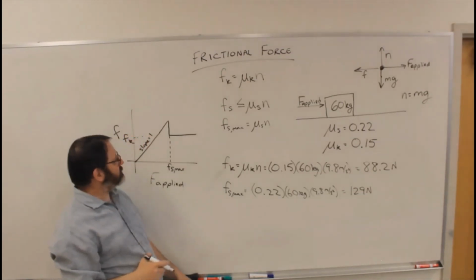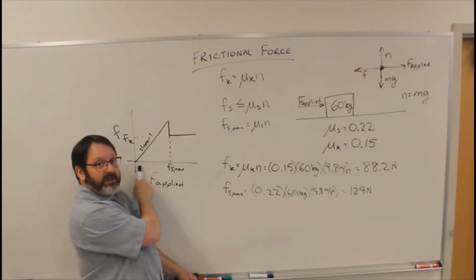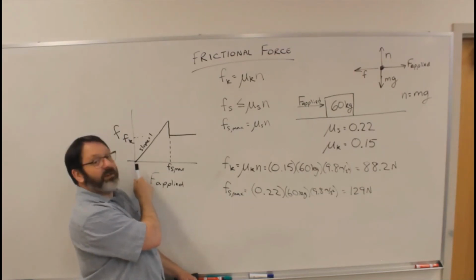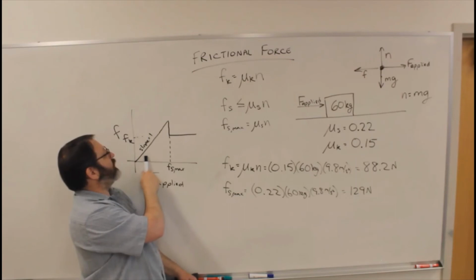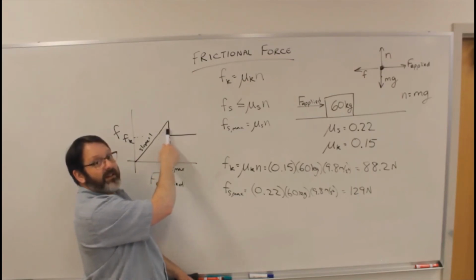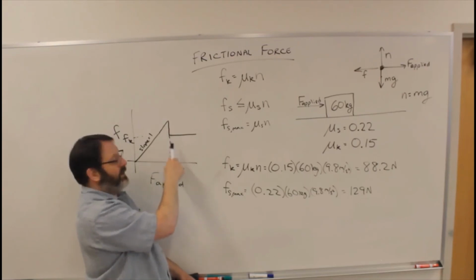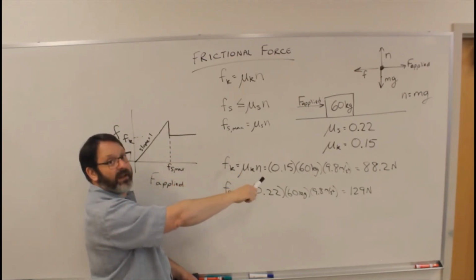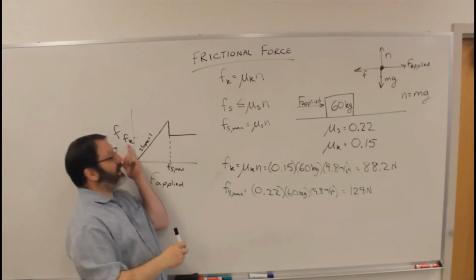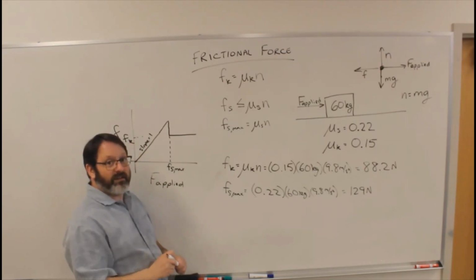No matter how much I apply, it will continue to have this same Fk. So if I apply 0 force to it, there's zero frictional force. The more force I apply, the more friction there is until I hit the maximum and it starts to move. Then, no matter how much more force I add, it will always have the same kinetic frictional force that it's fighting back with.